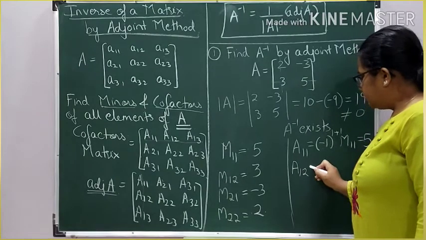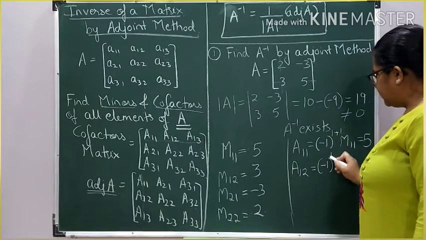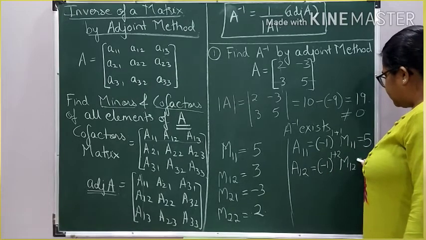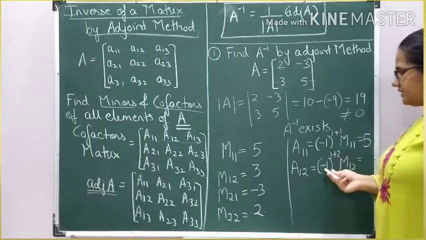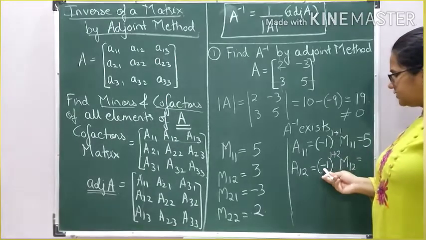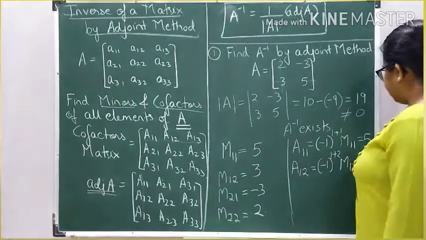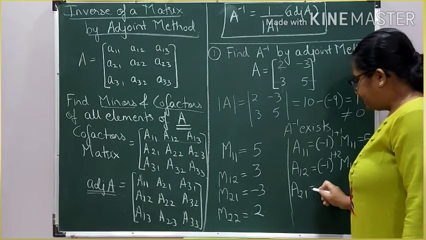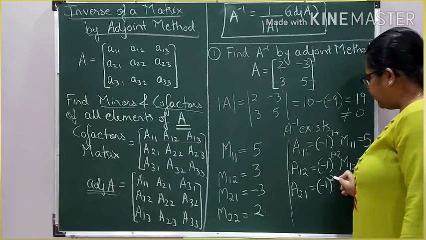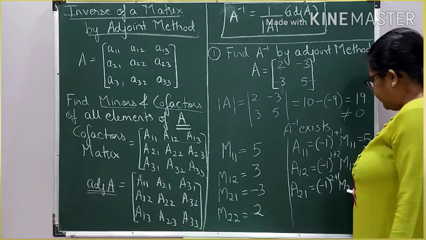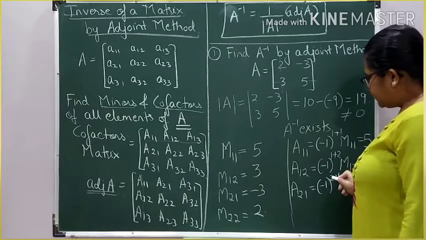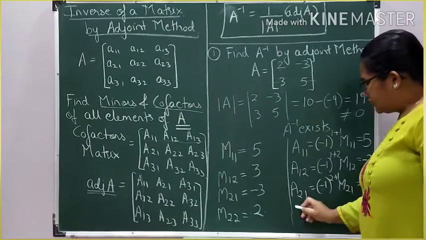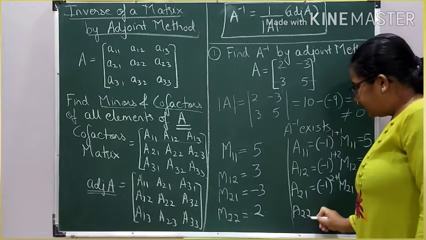Then A12 is equal to minus 1 to the power 1 plus 2 into M12. Now you see this is odd power. 1 plus 2 means minus 1 to the power 3 will remain minus 1. Minus 1 into 3 is minus 3. So this cofactor is minus 3. Next, A21. Minus 1 to the power 2 plus 1 into M21. Again 2 plus 1 is 3, so this becomes minus 1. Minus 1 into minus 3 is plus 3. So this cofactor is 3.